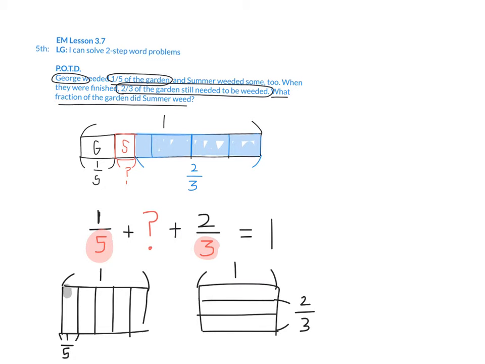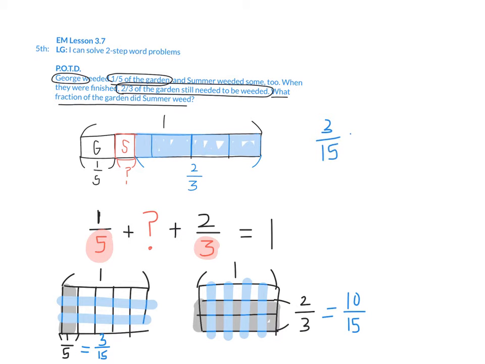Okay, let me shade those in. So here's 1/5, and here's 2/3. Okay, if I overlap them, oops, well, I guess we're overlapping using a highlighter pen. 2/3 becomes equivalent to 10/15, and 1/5 is equivalent to 3/15. So how could I rewrite this equation? Instead of 1/5, I could write that 3/15 plus Summer's portion plus 10/15 will equal 1. But instead of 1, I could think of it as 15/15. So George did 3/15 and Summer did some number of 15ths, and then there were still 10/15 in the end. How much did Summer do?